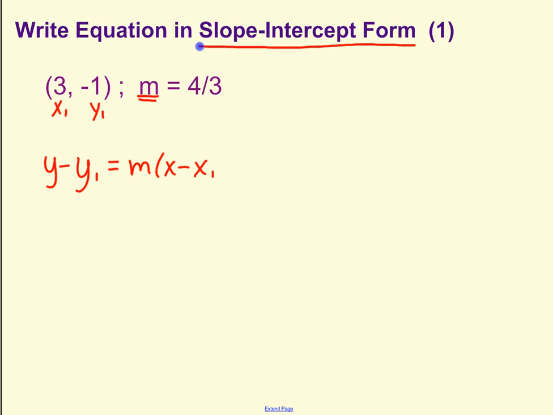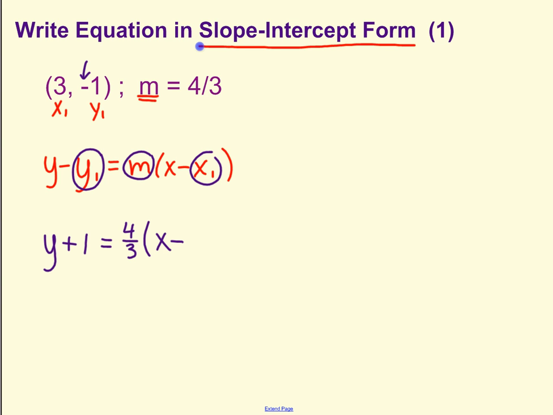This is usually what we start with when we write equations, because typically we're given a point and a slope, or possibly just 2 points on the line. So what we do is we're going to plug in our y1 here, our slope here, and our x1 over here. So we have y minus, the y1 is a -1, so minus a -1 becomes +1. Y plus 1 equals, our slope is 4/3 times x minus, and then the x1 is a +3, so just a 3. So there's an equation of a line.